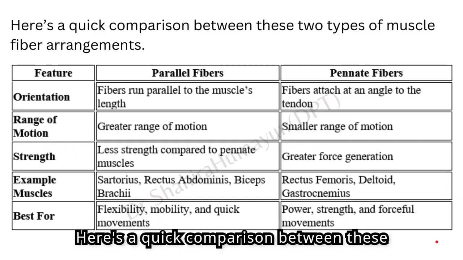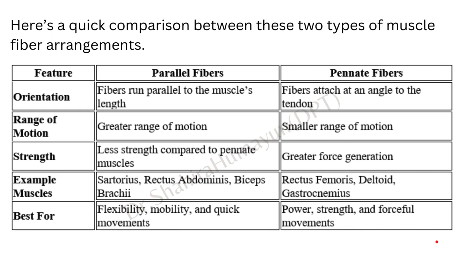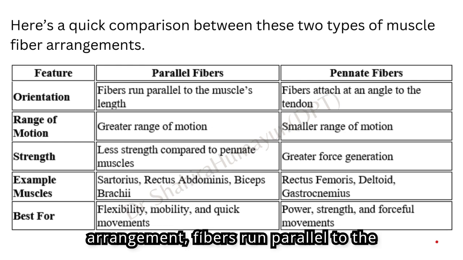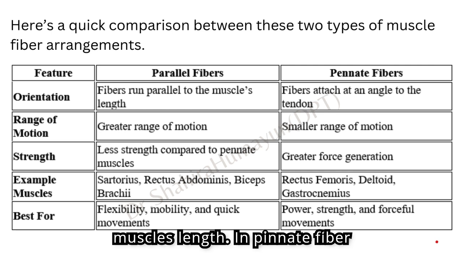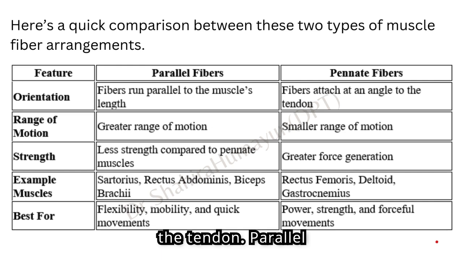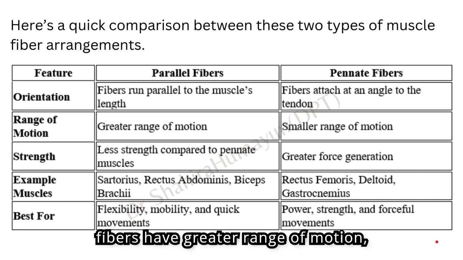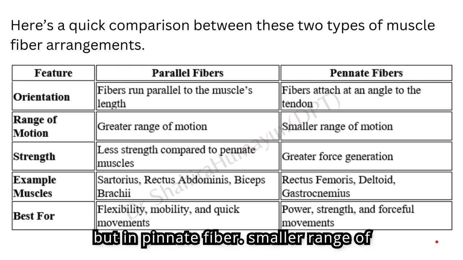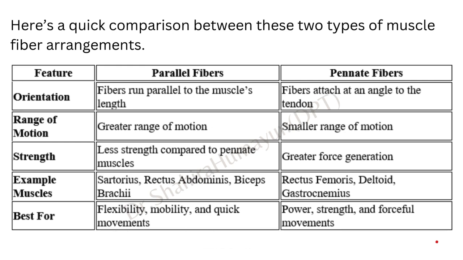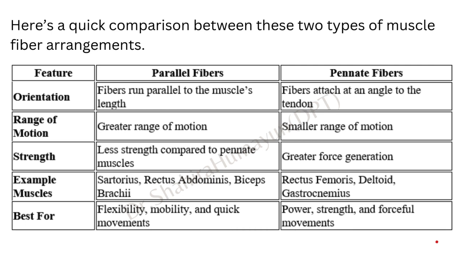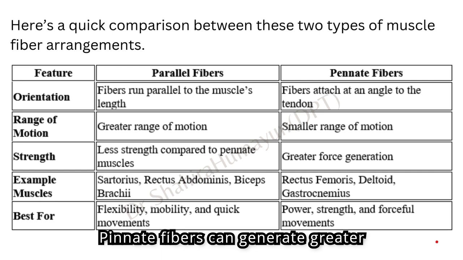Here's a quick comparison between these two types of muscle fiber arrangement. Orientation: in parallel fiber arrangement, fibers run parallel to the muscle's length. In pennate fiber arrangement, fibers attach at an angle to the tendon. Parallel fibers have greater range of motion, but pennate fibers have smaller range of motion. Muscles having parallel fibers have less strength compared to pennate muscles. Pennate fibers can generate greater force.